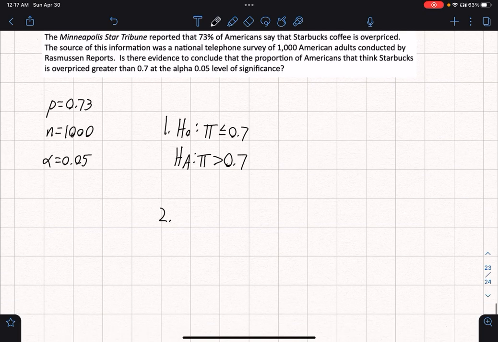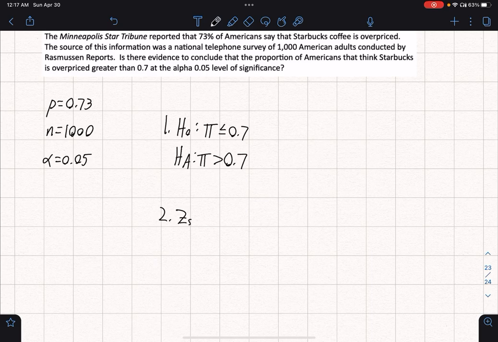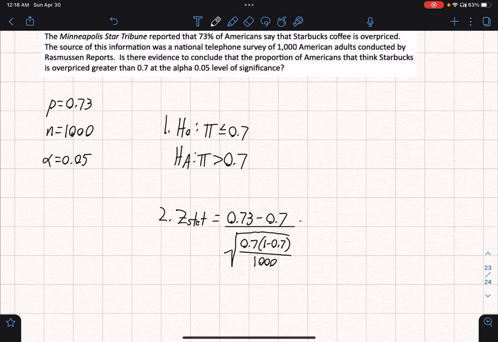Step two, test statistic. So we know it's z-stat equal to p, 0.73, minus pi naught, 0.7, divided by the square root of 0.7 times 1 minus 0.7, over n, which is 1,000. So we get 0.03 in the numerator and 0.014 in the denominator. And so I get a value of 2.14.